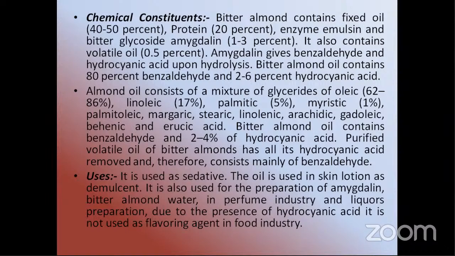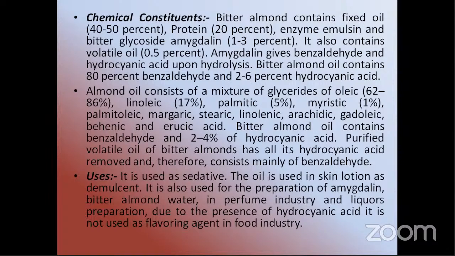Bitter almond oil also contains a mixture of different fatty acids, glycerides of oleic, linoleic, palmitic, myristic acids, etc. The purified volatile oil of bitter almond has the hydrocyanic acid removed, so it only contains benzaldehyde. The hydrocyanic acid is very poisonous, and it is due to its presence that it makes the drug unsuitable for internal consumption.